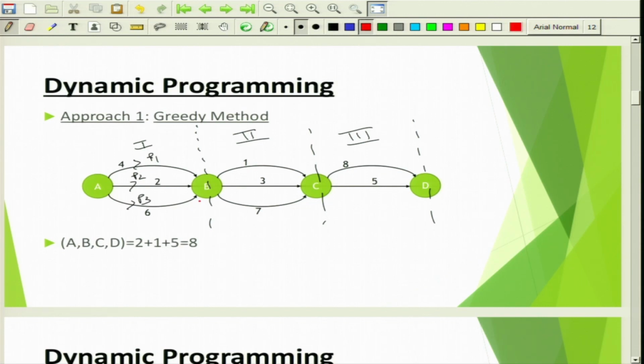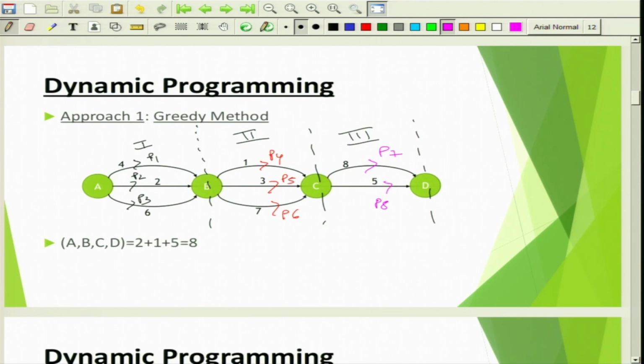And to reach from B to C, there are again different policies, P4, P5, P6. From C to D, there are 2 policies, P7, P8.